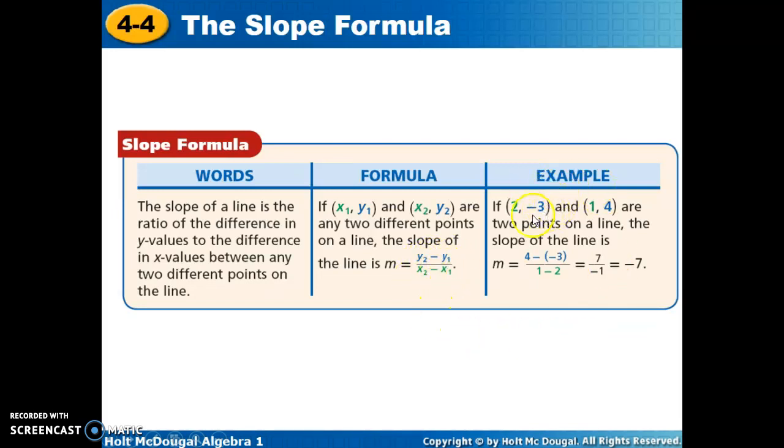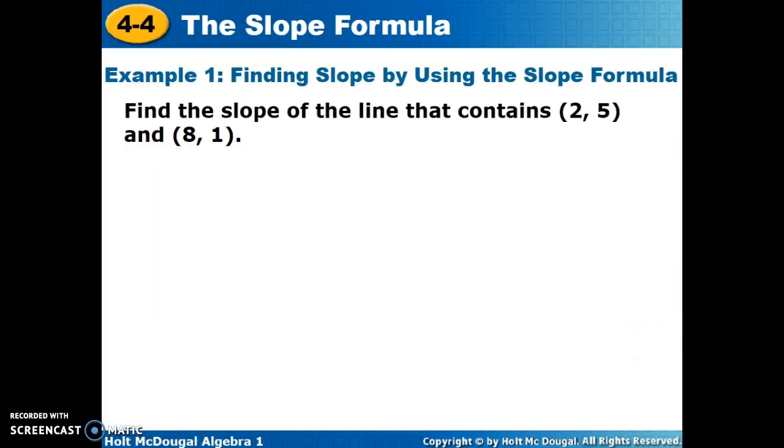And here's an example of how to use it. If we have these 2 points, the change in y, 4 minus negative 3 over 1 minus 2. If 4 is first in the numerator, 1 has to be first in the denominator. And we simplify that as negative 7 over 1, which is just negative 7. So let's have us try this problem.